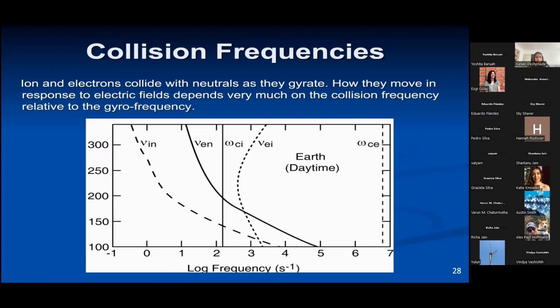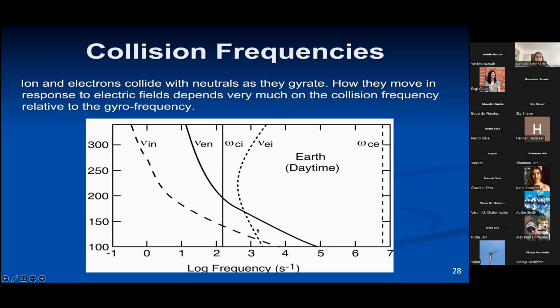And the collision frequencies, electrons and ions collide with neutrals as they gyrate. How they respond to the electric fields depends very much on the collision frequency relative to the gyro frequency. And so here you actually get some sense of what the gyro frequencies are. This is actually an ion gyro frequency. This is an electron gyro frequency up here.